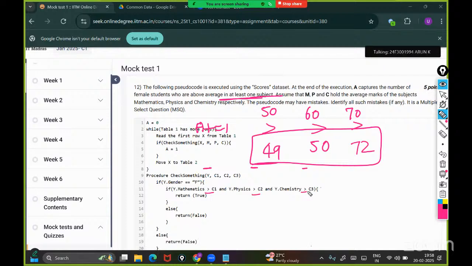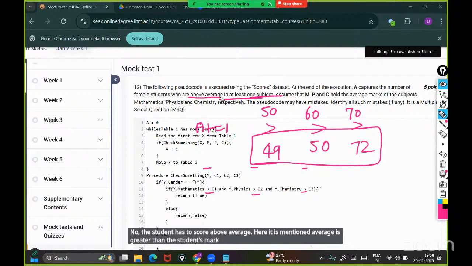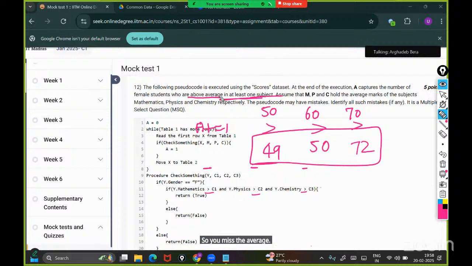The symbol is correct only, no? The student has to score above average. Here it is mentioned the average is greater than the student's mark. That should not be there, right? No, C1 is the average. Here the y dot mathematics is the student score. Wait. Yes, he's right. C1 is average.